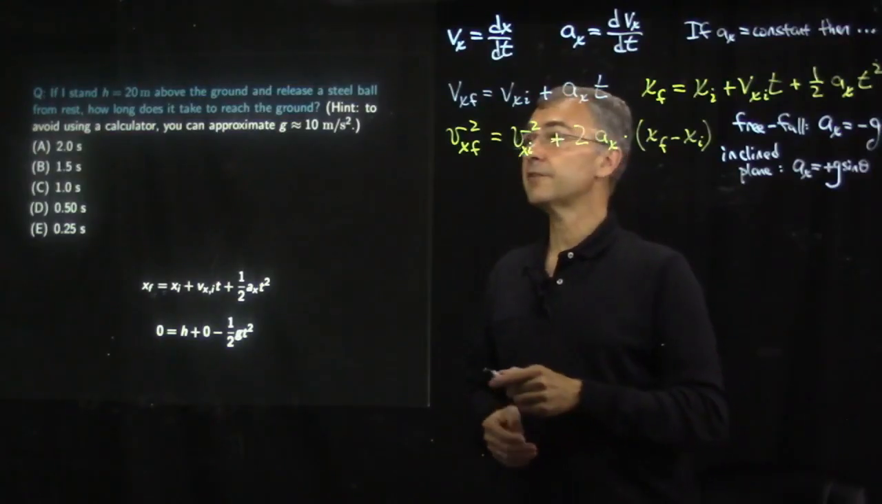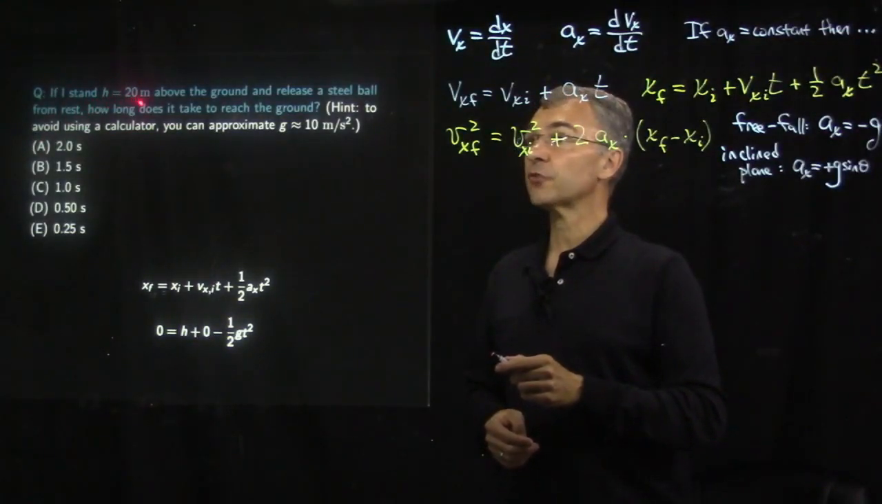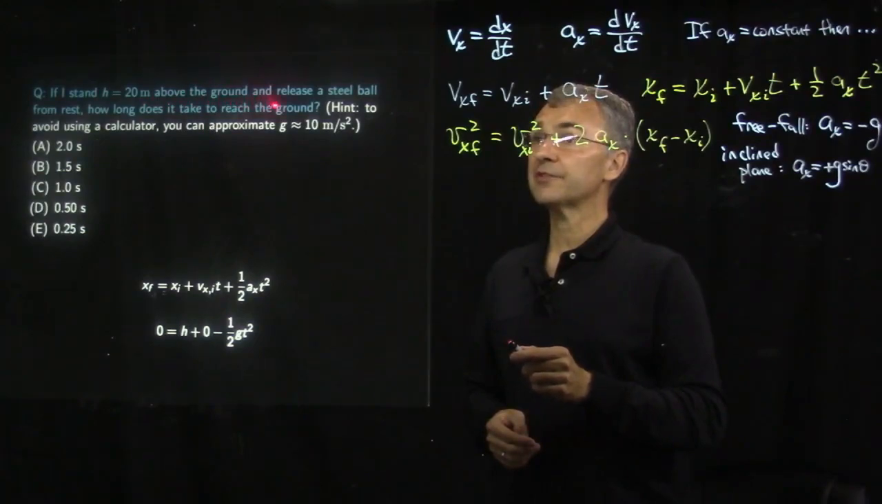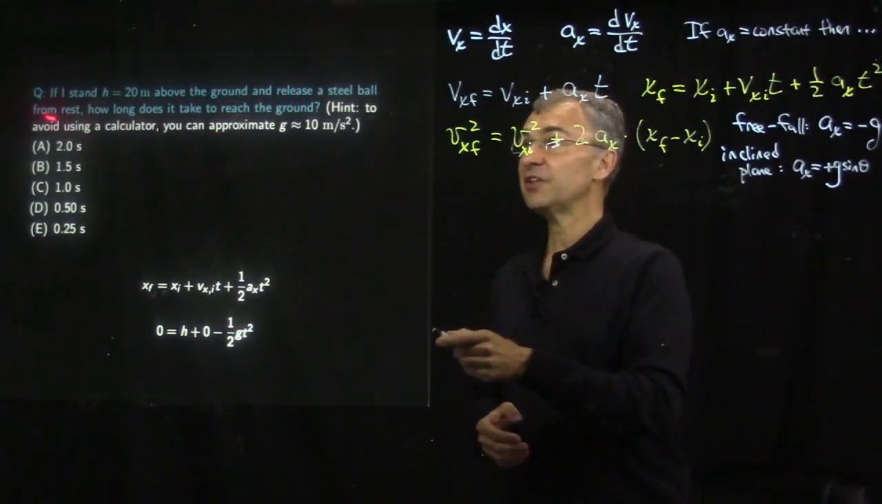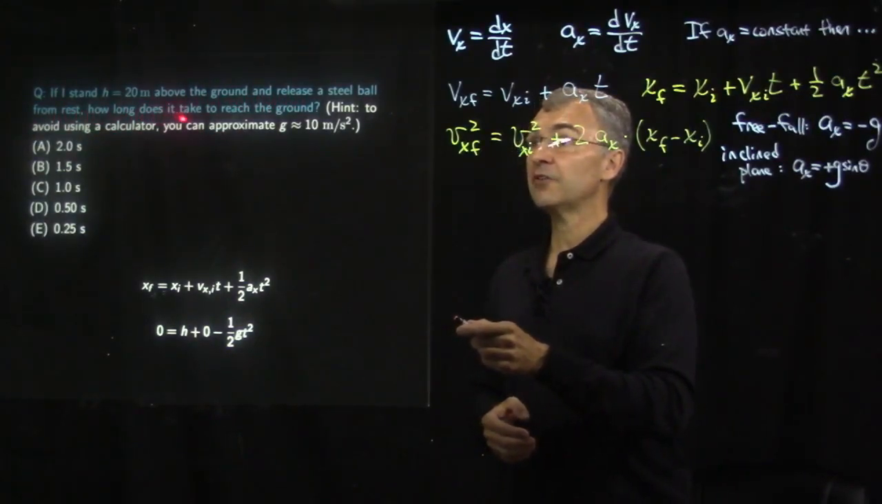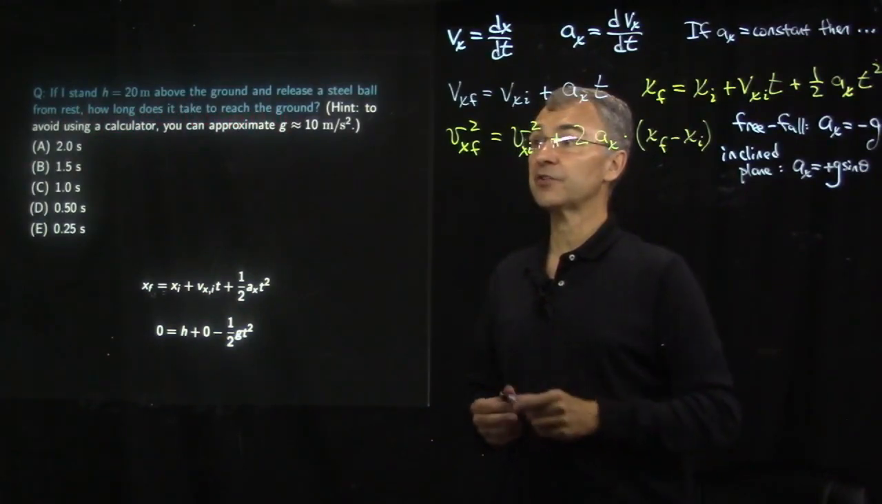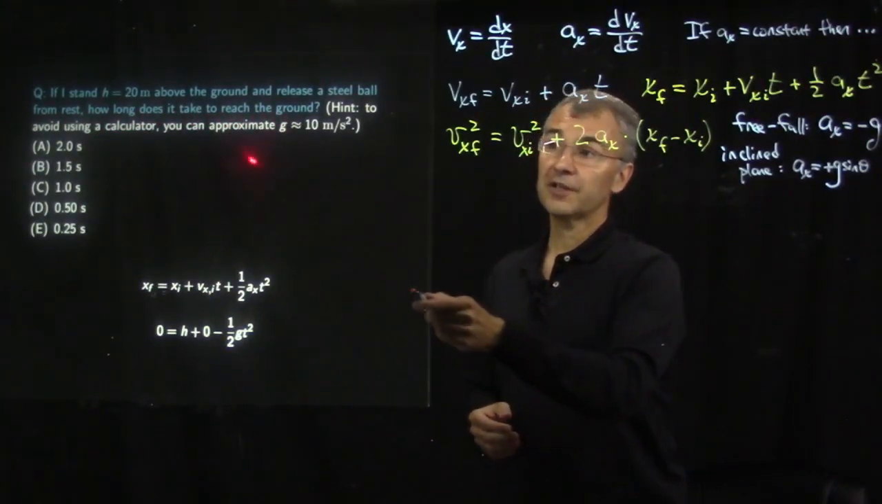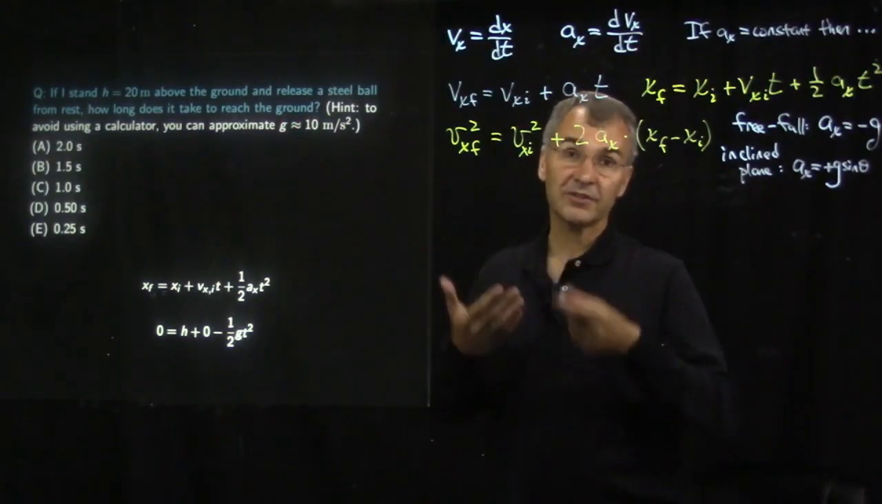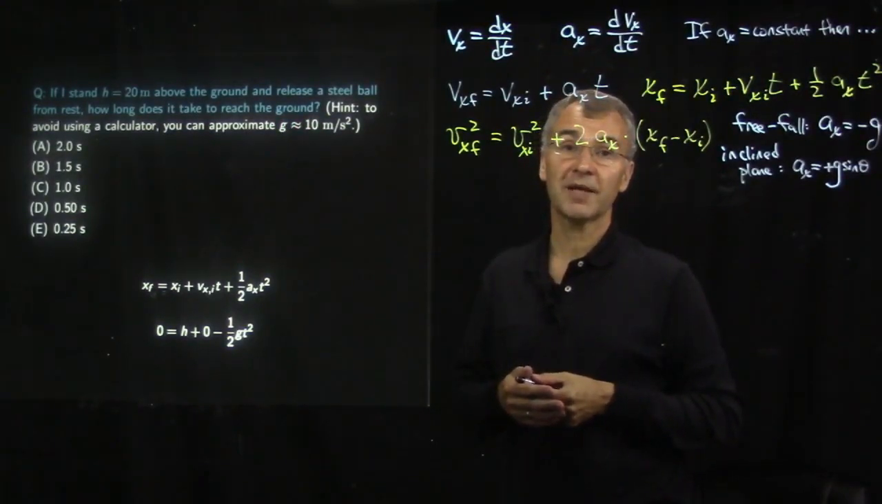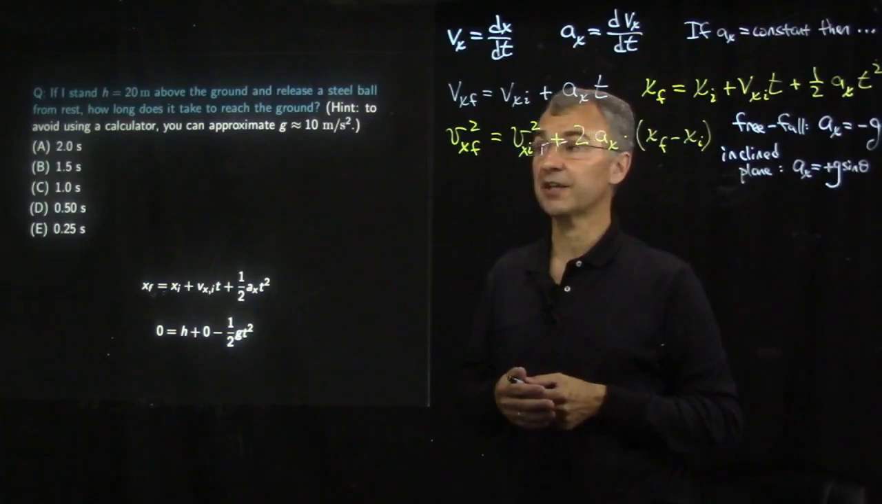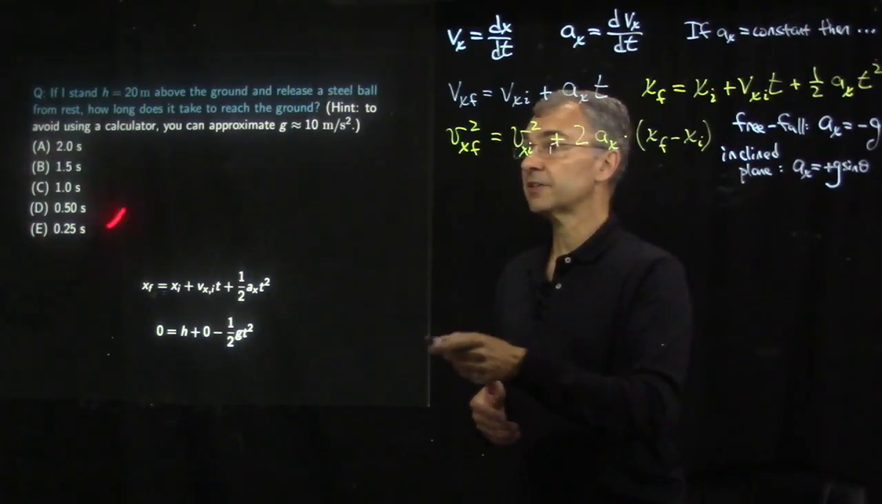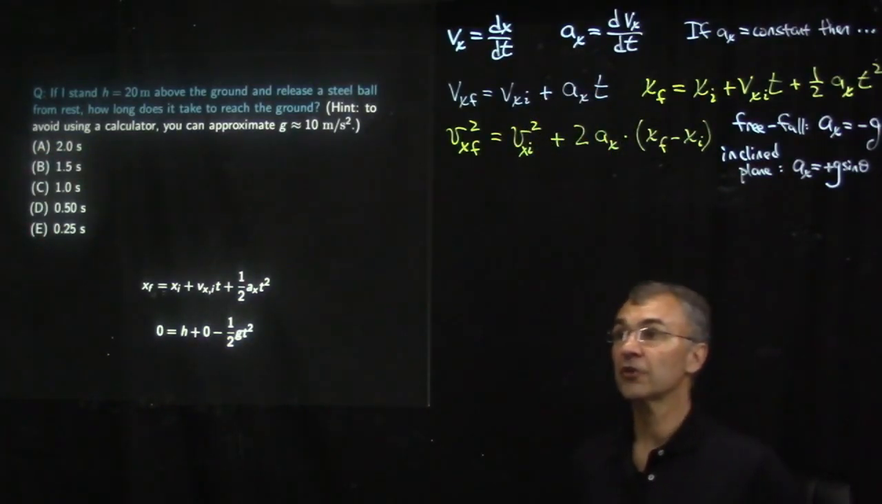If I stand h equals 20 meters above the ground and I release a steel ball from rest, how long does it take the steel ball to reach the ground? If you want to use g as approximately 10 meters per second squared, that makes the math a little easier. We'll see whether we need to do that or not. How long does it take to reach the ground?